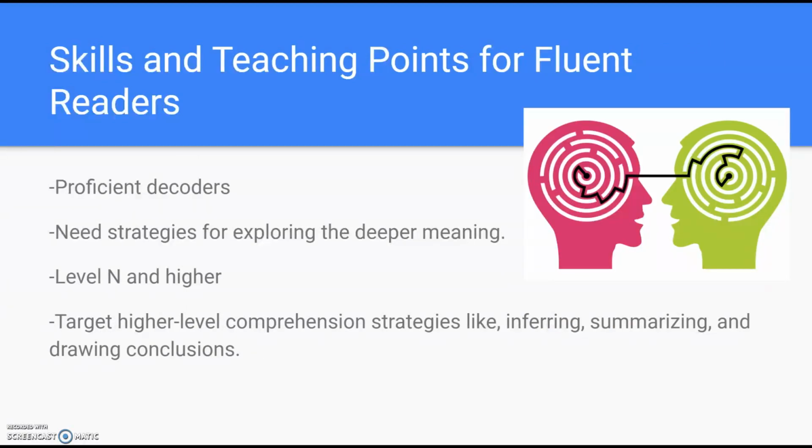Lastly, we have fluent readers. Fluent readers work on higher level comprehension strategies like inferring, summarizing, and drawing conclusions. They're usually at a level N or higher. They need to work on strategies for exploring the deeper meaning within a text, and they are proficient decoders.